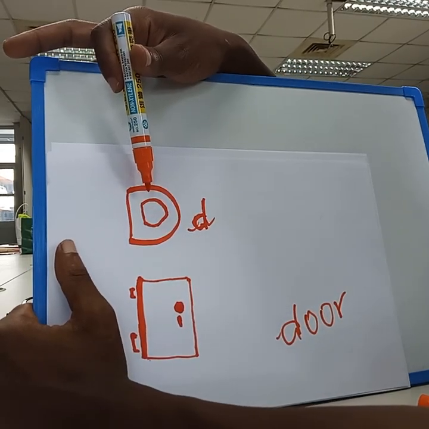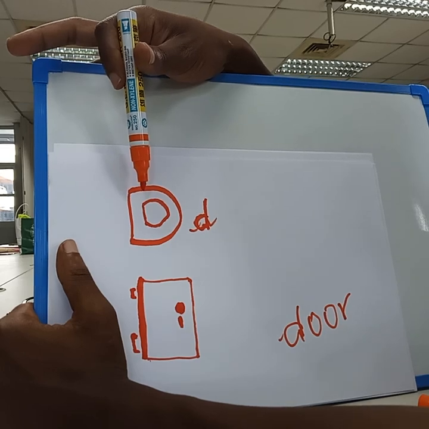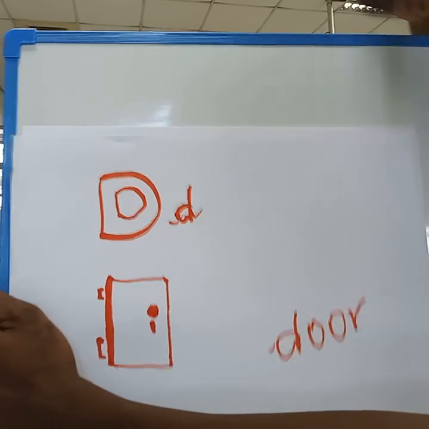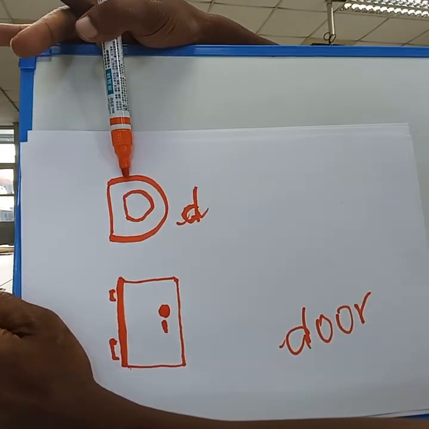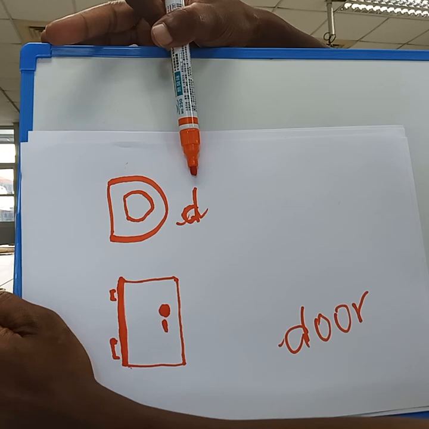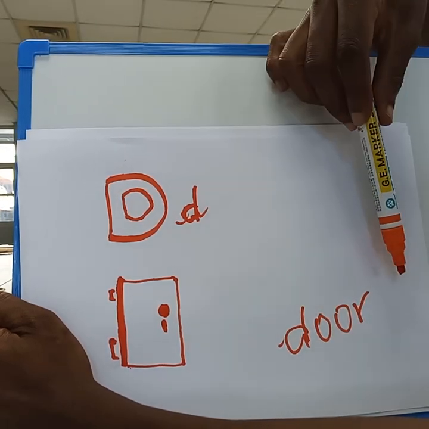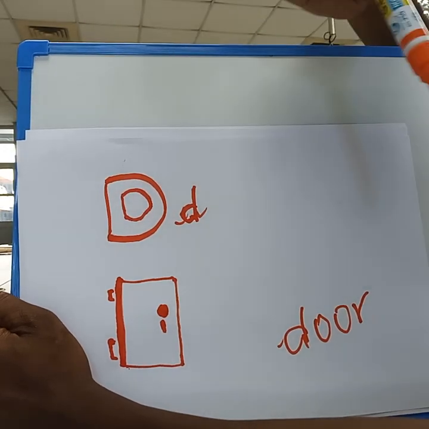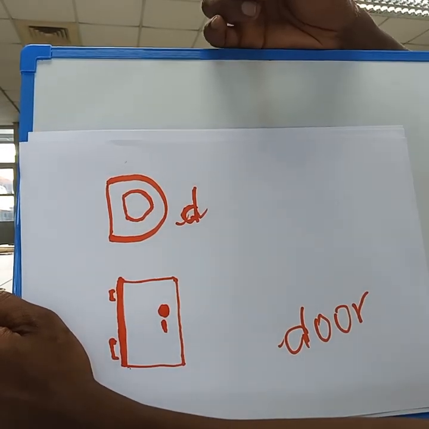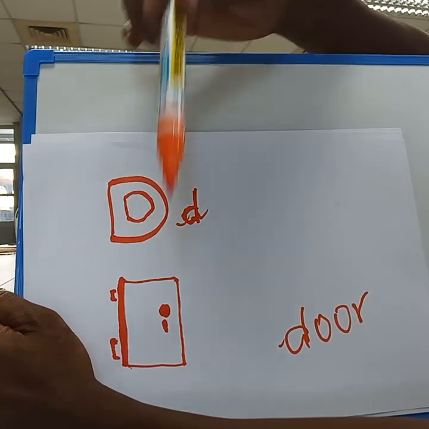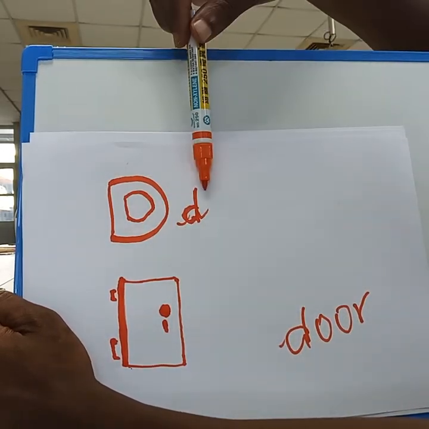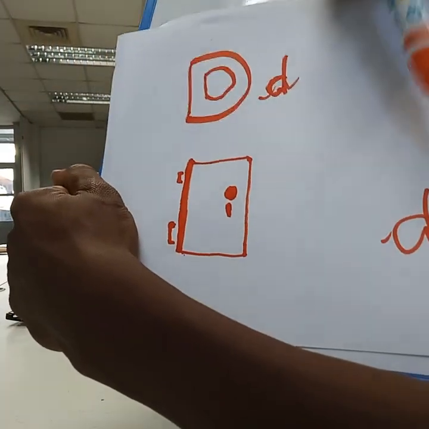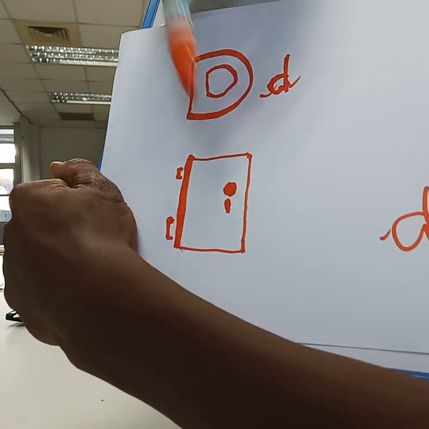D. Big D, small d. Door. Excellent. Big D, small d. Door. Big D, small d. Door. Right. Excellent. Big D, small d. Door. Very good. And then this is the door. This is the house's door.